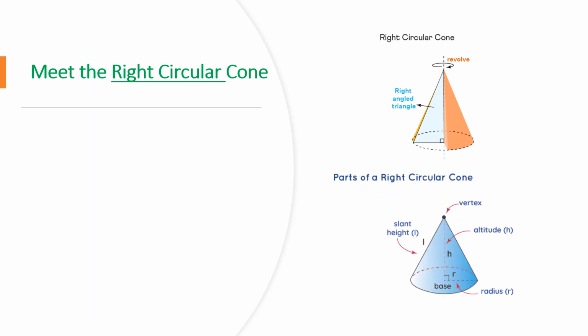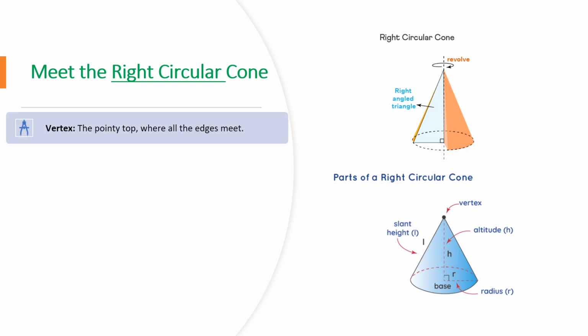Now I have recreated the same image, mentioning some of the parts of the cone. What are the parts of the cone? Let's see. First one is the vertex. What is a vertex? A vertex is a pointy top where all the edges meet. See, this is a pointy top where this side and all the edges meet.